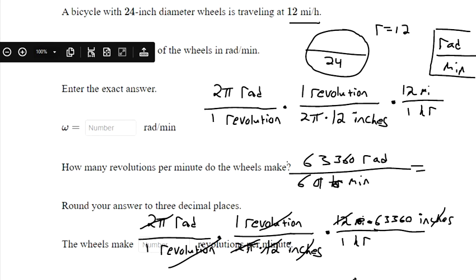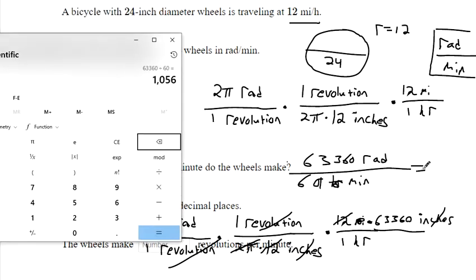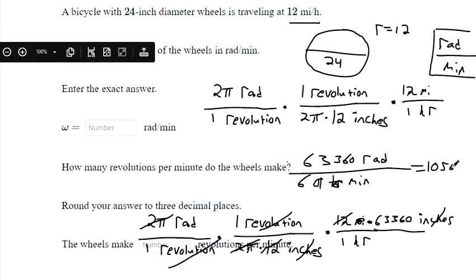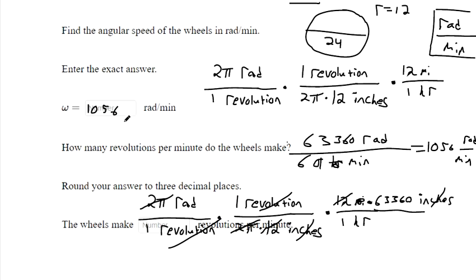We can just simplify that. If you take 63,360 and divide it by 60, I get 1,056 radians per minute. So that's what we answer here, 1,056 radians per minute.